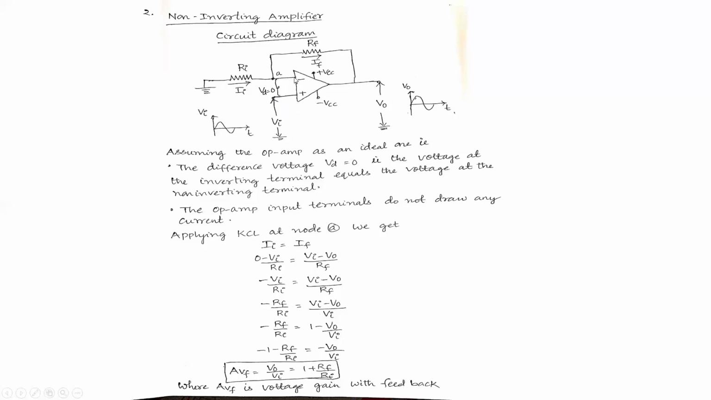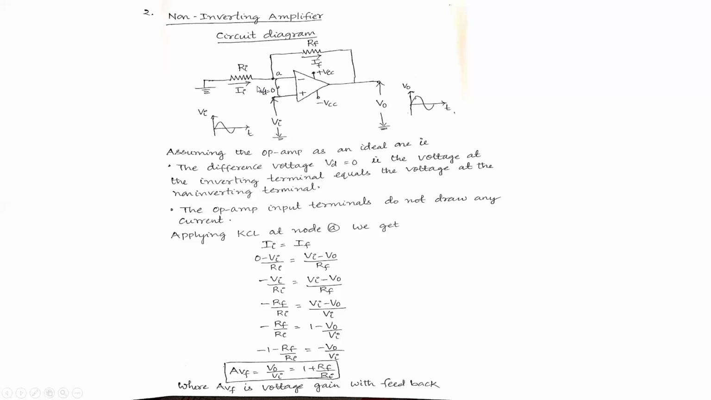The inverting terminal of the op amp is grounded through the input resistance Ri. The feedback is provided through the feedback resistance Rf. These are the two power supplies that are required for the op amp to work. Ii is the input current, If is nothing but the feedback current. The output voltage is taken at this point.